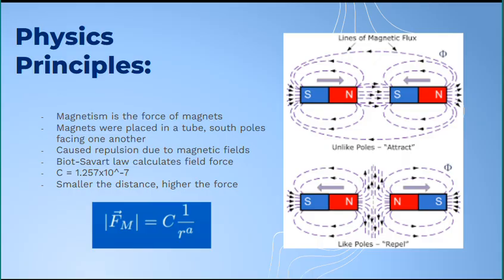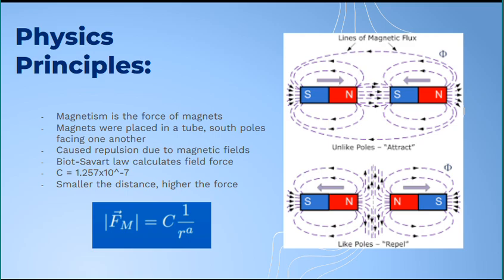This is caused by the magnetic fields, which can be calculated using the Biot-Savart law. The force between the two magnets ended up being calculated using the formula: magnetic force is equal to C1 over R to the A, showing the functional relation that the closer the magnets are, the higher the force pushing them away from each other is.